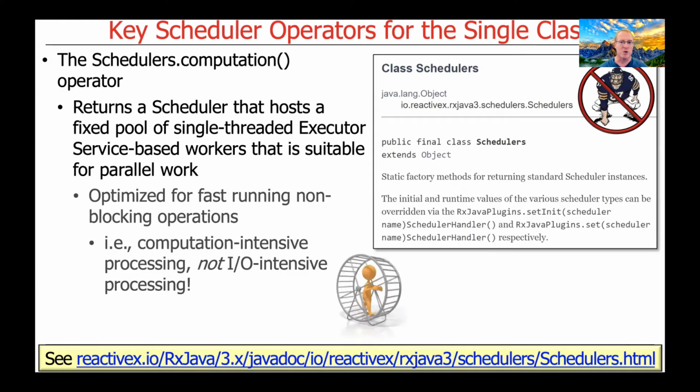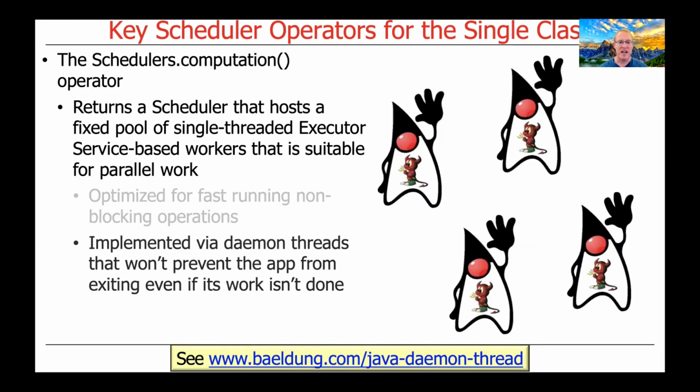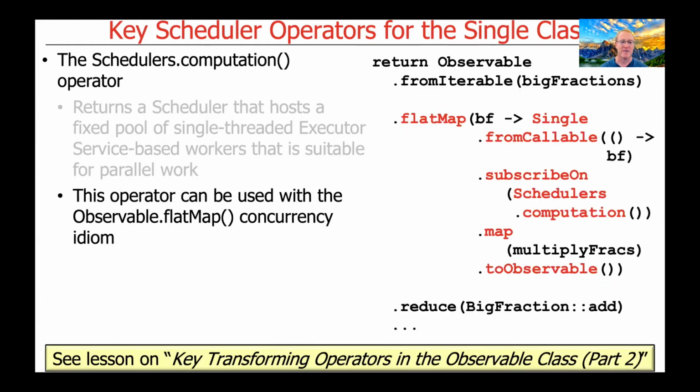The thread pool that's used by the Schedulers.computation operator is optimized for fast-running, non-blocking operations. In other words, it's intended for computation-intensive processing, not IO-intensive processing. If you want to do IO-intensive processing, you should use the IO thread pool instead. The implementation of Schedulers.computation is done using daemon threads that won't prevent the app from exiting, even if the work being processed in those daemon threads hasn't finished running. You can learn more about daemon threads in Java if you read the link at the bottom of the slide.